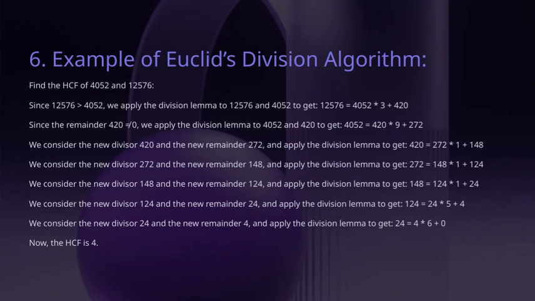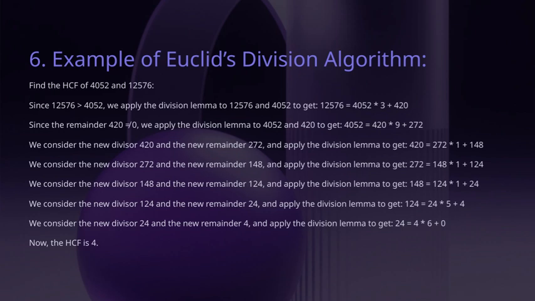Now the HCF is 4. We consider the new divisor 24 and the new remainder 4, and apply the division lemma to get 24 equals 4 times 6 plus 0. Next, we look at the new divisor 124 and the new remainder 24, and again apply the division lemma. 124 equals 24 times 5 plus 4.